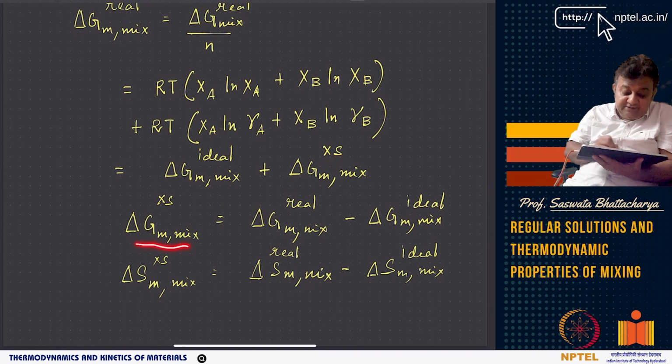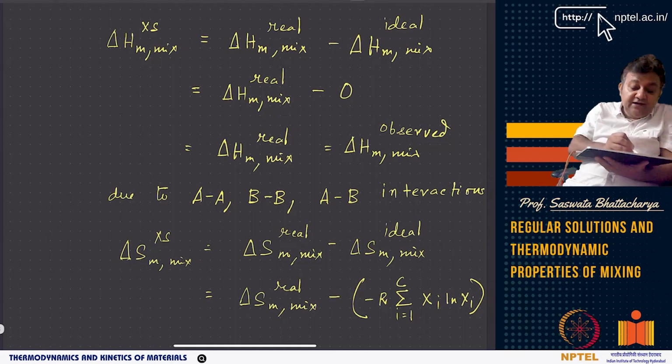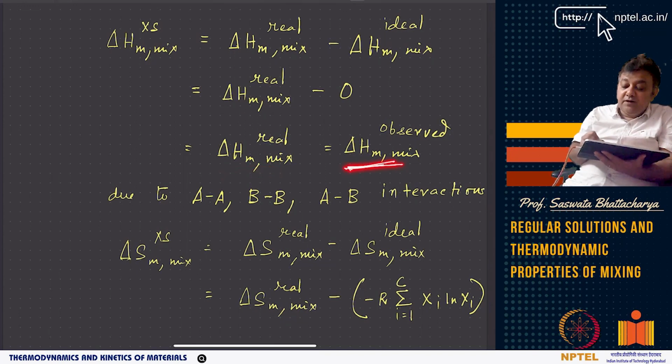So ΔG_mix excess is ΔG_mix real minus ΔG_mix ideal, and ΔS_mix excess is ΔS_mix real minus ΔS_mix ideal. Now comes ΔH_mix excess, which is ΔH_mix real minus ΔH_mix ideal. This part, as you have seen, is 0. So this ΔH_mix excess is nothing but ΔH_mix, the change in molar enthalpy of mixing that is observed.